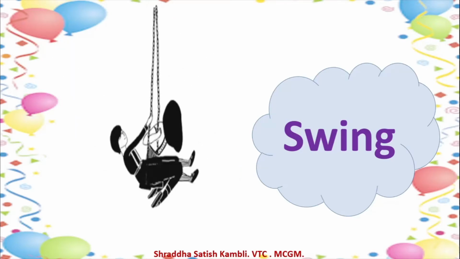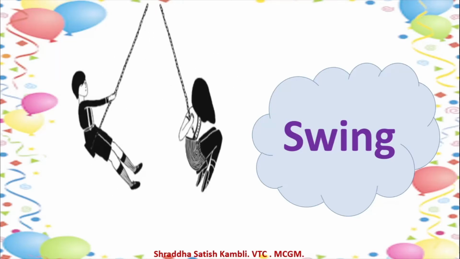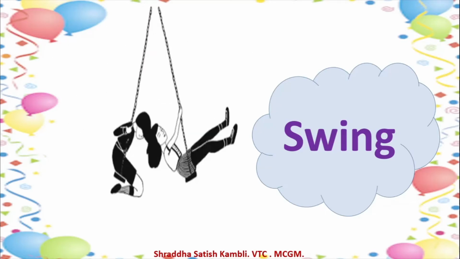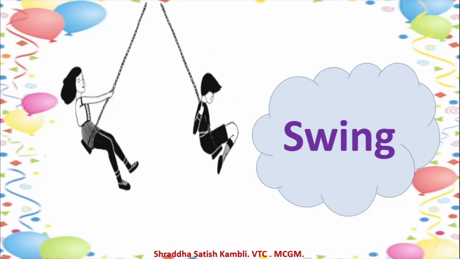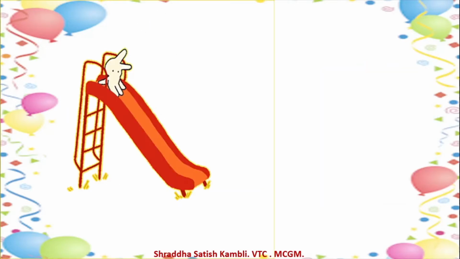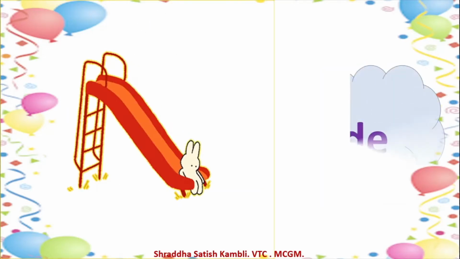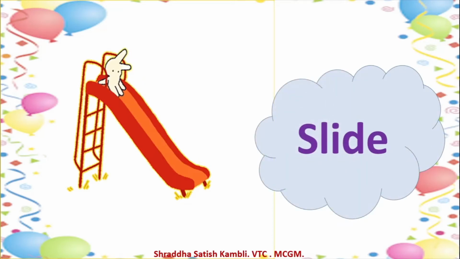Okay, so there was a swing in the park. There are two swings here. Two children are swinging, na? So there are two swings. And then we saw that there was a slide also. See the slide? See how nicely sliding? Yippee! He's sliding down the slide. Okay? So there was a slide also.